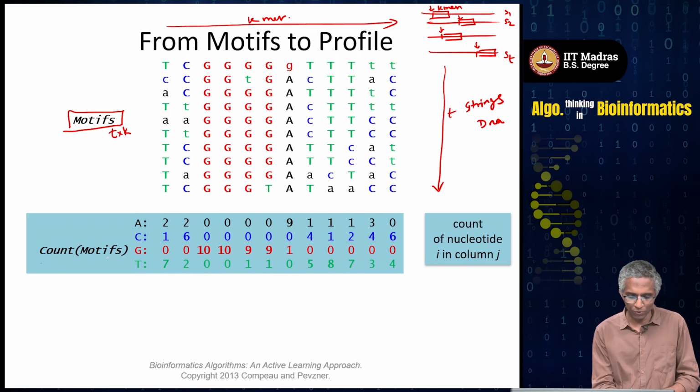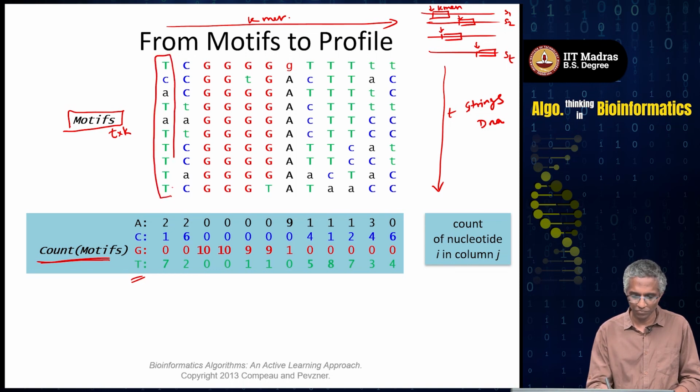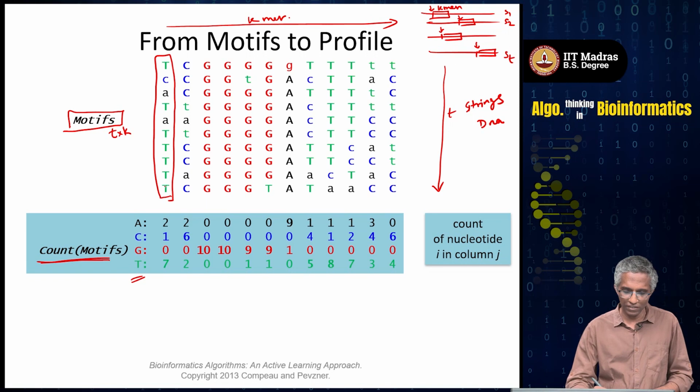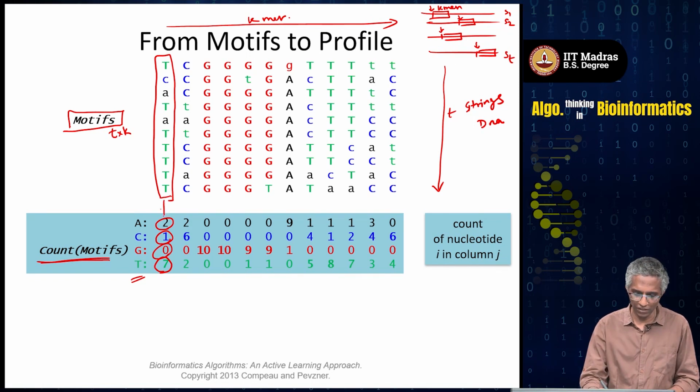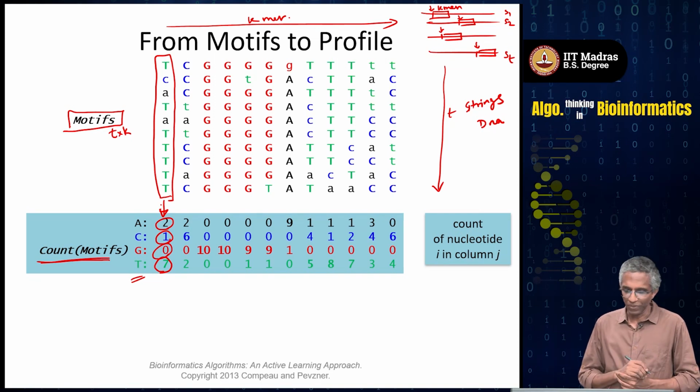And then you just compute the count of the motifs, and the count is simply the ACGT frequency along each column. Here you can see that there are 10 strings, and 1, 2, 3, 4, 5, 6, 7 of them are T's. So you put in 7, and then there are 2 A's and 1 C, and no G's. This is simply this particular column's counts of the different letters in that column, okay.